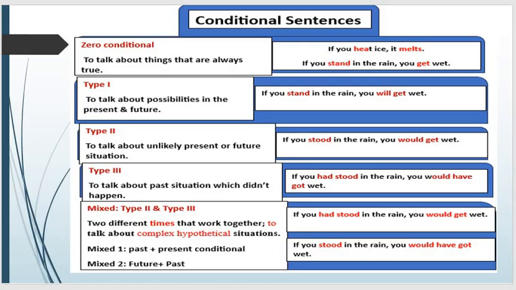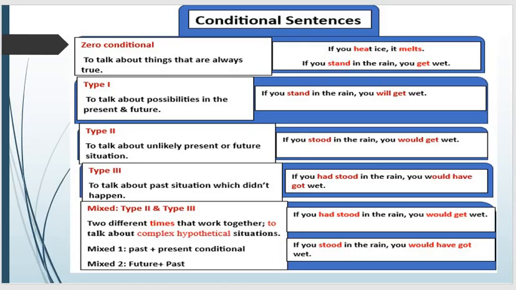The first one is a scientific fact. As you know, if you heat ice, it melts. That is generally true. And for common understanding, I took one simple example here. If you stand in the rain, you get wet. Everybody believes that. Okay? So that's why we use simple present tense for things that are always true, in both clauses, in the if clause and in the main clause or the result clause.